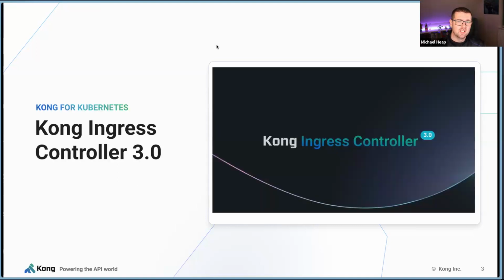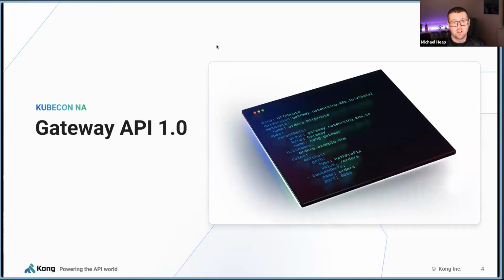But before I dive in, I did want to take a moment to talk about Kong Ingress Controller 3.0, which is what I'm going to be showcasing today. I'm personally excited for this latest major release of KIC, which is due in no small part to the availability of version 1.0 of the Kubernetes Gateway API.